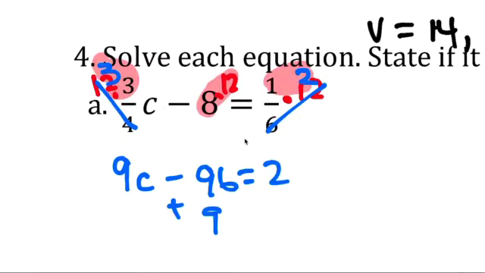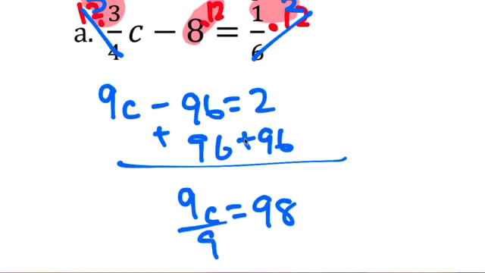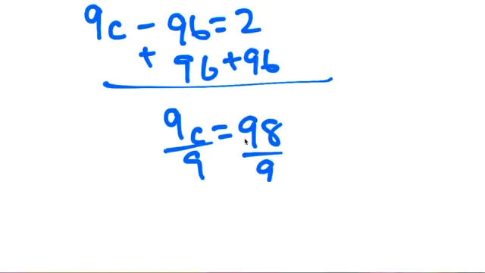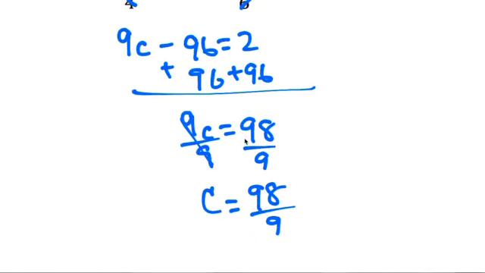Add 96, right? To both sides, you get 9c equals 98. Divide by 9. It doesn't go in evenly, and it cannot be reduced. So your answer is 98 divided by 9. That's one solution. Okay?